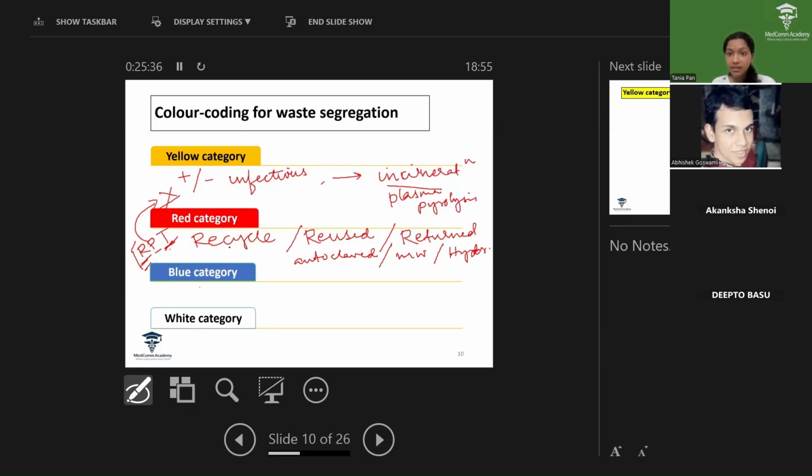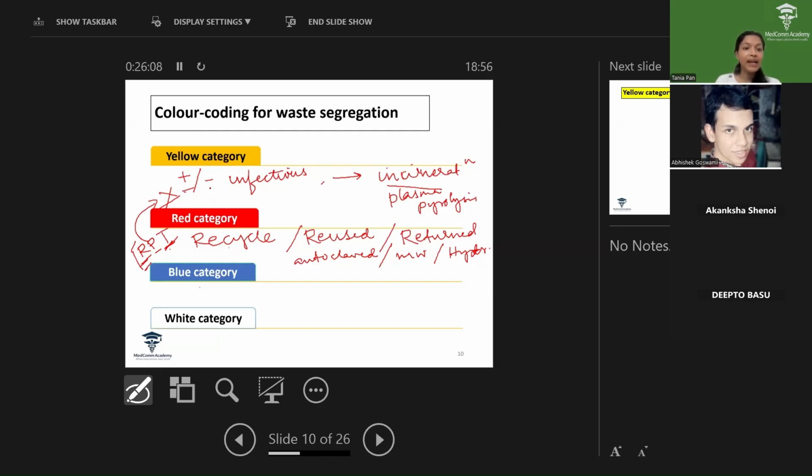Ma'am, in the yellow category, is there infectious waste? Yes. Red category also contains infectious waste. Say it is a blood-tinged glove. It is infectious, but since it is a glove, a rubber product, it will be dropped in a red category, not in the yellow category. Ma'am, that means any infectious waste which is not of rubber, plastic, or a tube will be dropped in the yellow category. This is the general logic.